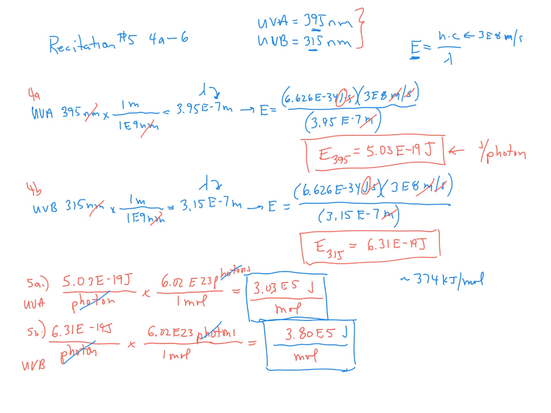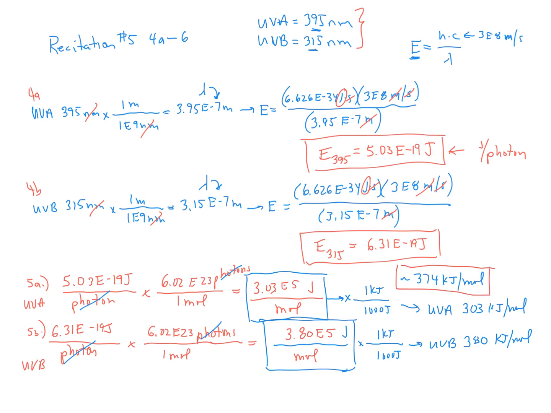Let's convert joules into kilojoules. I have 1,000 joules in 1 kilojoule, so I need to divide both of these by 1,000. UVA has approximately 303 kilojoules per mole of energy, whereas UVB has 380 kilojoules per mole. So we can clearly see that UVB has more energy. Why should we be worried about that? The average chemical bond is about 374 kilojoules per mole, and UVB is actually greater than that energy.